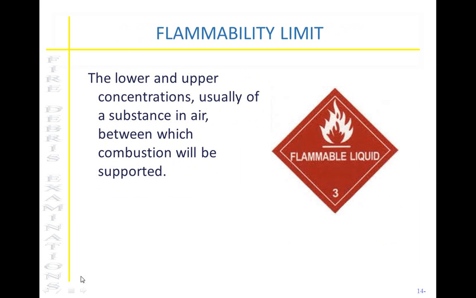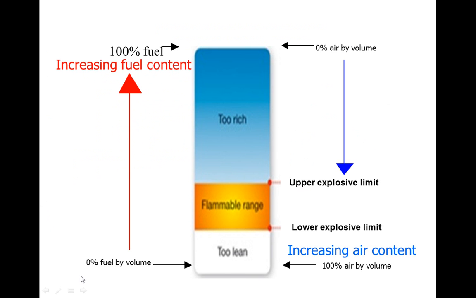And we also talk about flammability limits. The flammability limits are the lower and upper concentrations, usually of a substance in air, between which combustion will be supported. So you can see from this example the yellow or orange range is actually the flammable range.